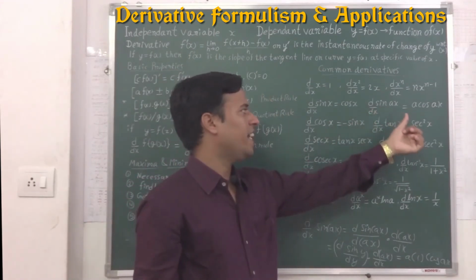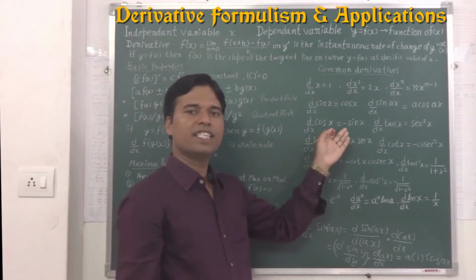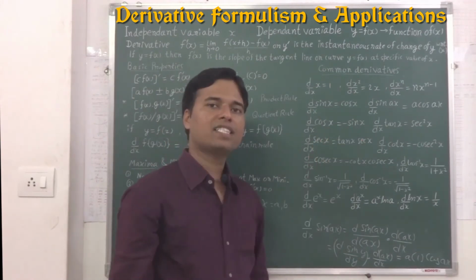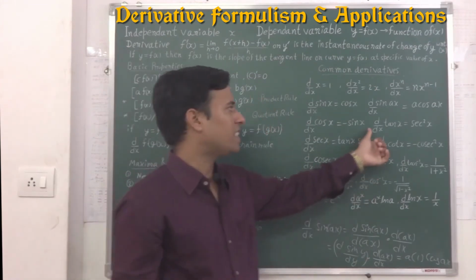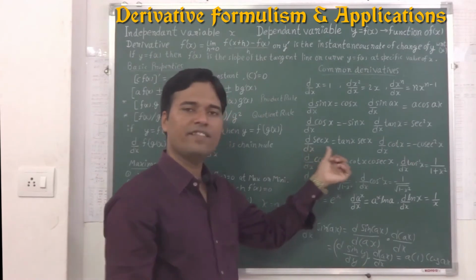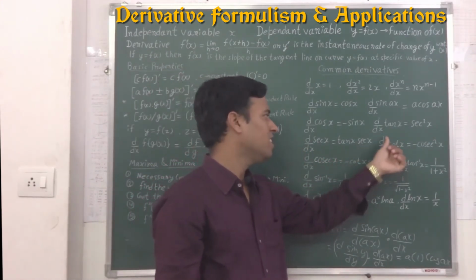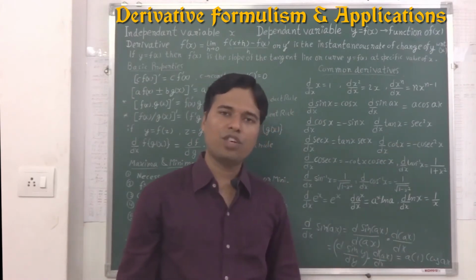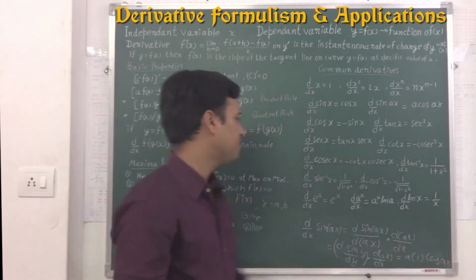If you want the first derivative of cos(ax), that will be equal to minus a multiplied with sin(ax). The first derivative of tan x is equal to sec^2 x. The first derivative of sec x is equal to tan x multiplied with sec x. Then the first derivative of cot x is negative cosec^2 x.